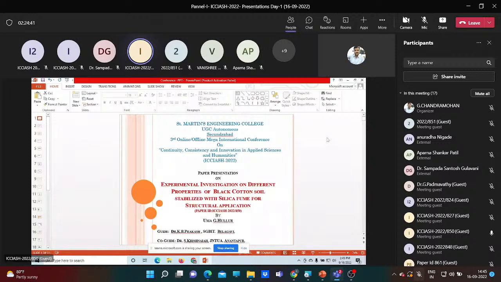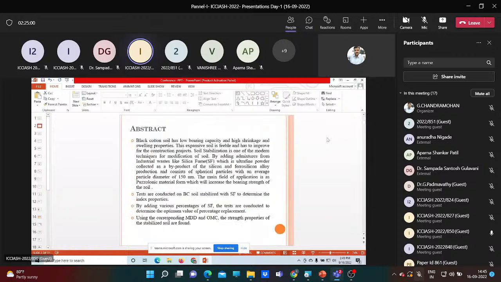I have carried out a lot of research work using five to six different stabilizers, and my co-guides are Dr. KB Prakash, SGBIT Belagavi, and co-guide Dr. S. Krishnaiah, JNTUA Anantapur. I'm just presenting a part of my research work here. So going to my presentation directly. Black cotton soil has a low bearing capacity and high shrinkage and swelling properties. This particular soil is a highly expansive soil.